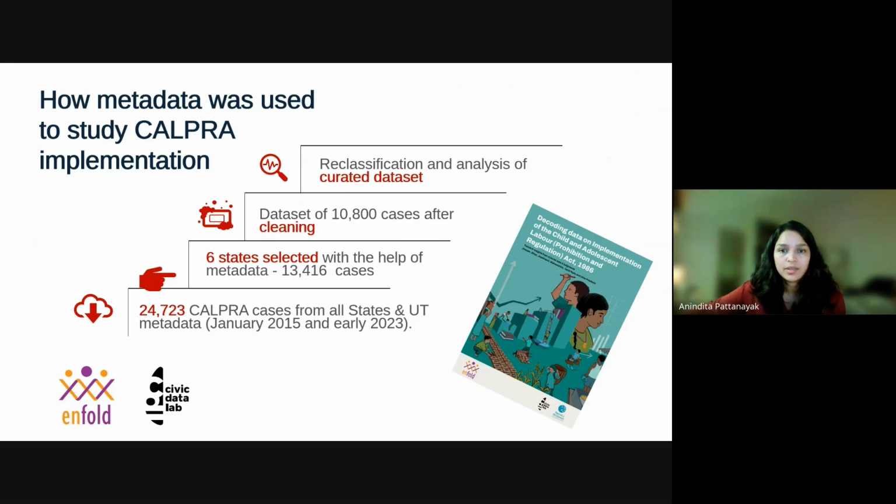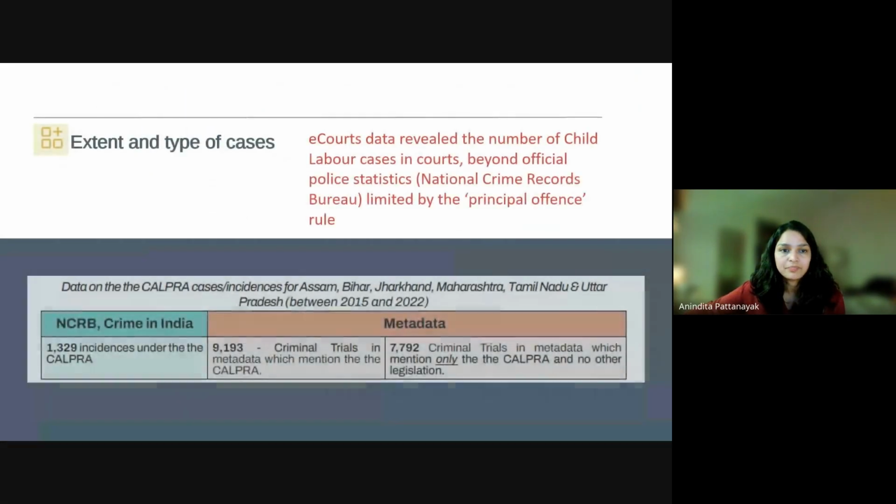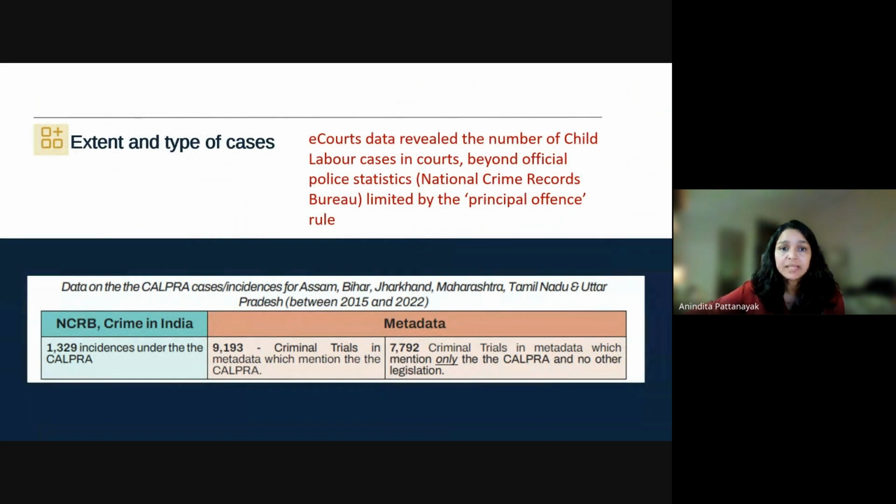And was it worth it? Let's see. Completely. Yes, it was. For example, here is one of our major findings. So the go-to source for data on crimes in India is the National Crime Records Bureau, or the NCRB statistics. These are official statistics. And for our select time period and states, the NCRB recorded only 1,300 odd incidences of child labor. You can see that in the table in the portion in green.